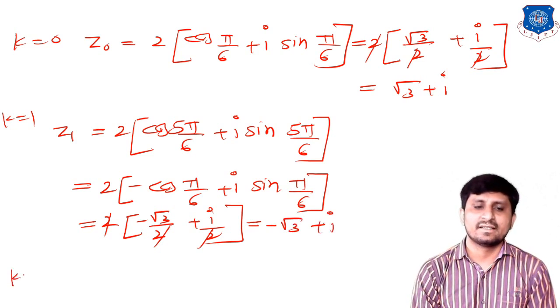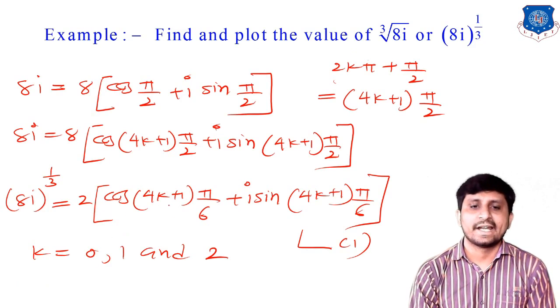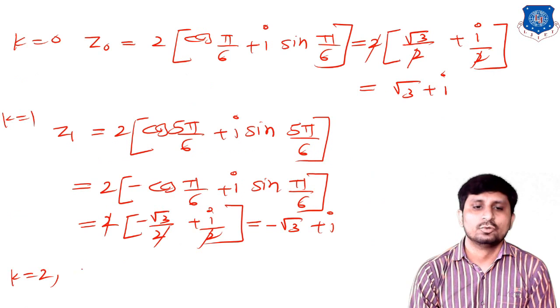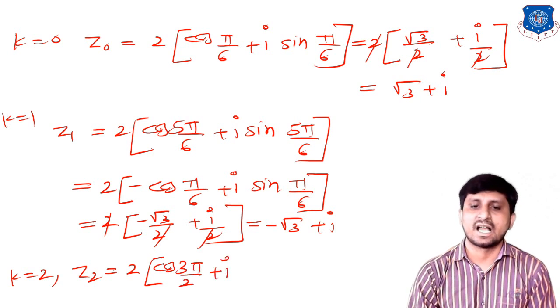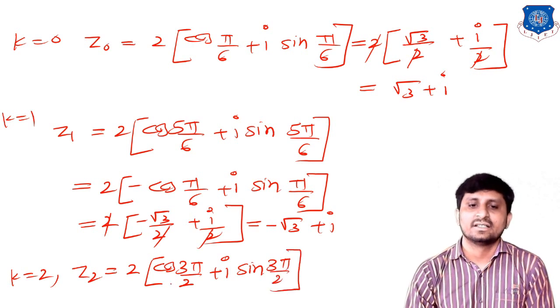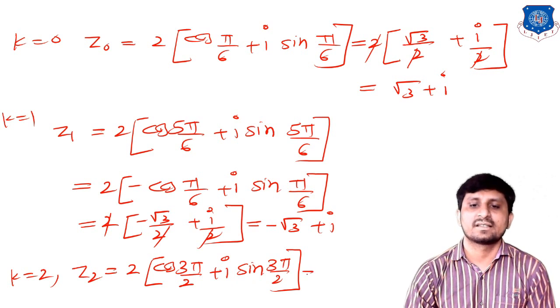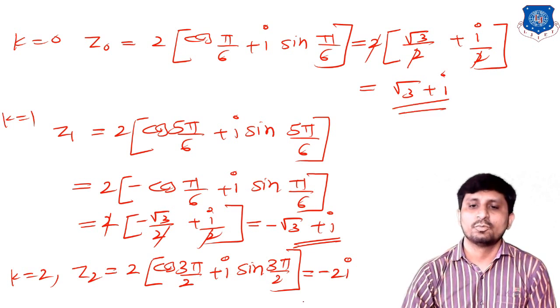And now when we take k equal to 2, we get cos (8+1), so 9π/6, which means 3π/2. And 2 into cos 3π/2 plus i sine 3π/2. Clearly the value of cos 3π/2 is 0, and the value of sine 3π/2 is minus 1. So the final answer is minus 2i. So we get these 3 cube roots of 8i.